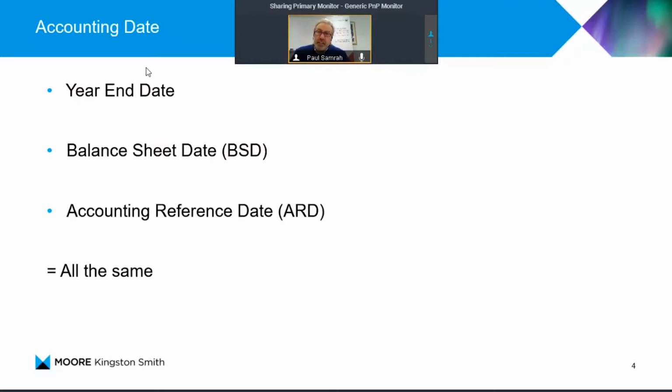The year-end date is also commonly called the balance sheet date. So the balance sheet date might be 31st December or 31st March or October, and the accounting reference date, again, is much the same as the balance sheet date and the year-end date. They are all synonymous, all the same. If you hear any of those terms, it's just referring to the date to which accounts are being prepared: the accounting reference date, the balance sheet date, or the year-end date.